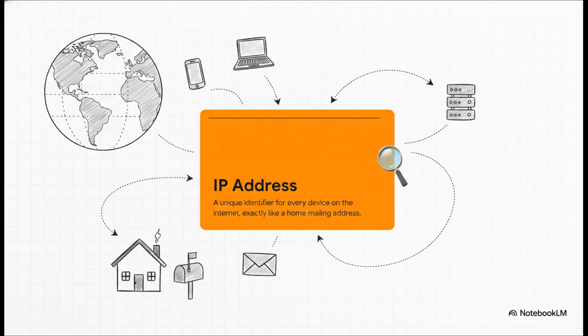Every single device connected to the internet, your phone, your laptop, a massive banking server, needs a unique identifier. This is your IP address. It's exactly like a physical home mailing address. It's the 123 Main Street, apartment 4 of the digital world, a totally precise location on the global map.